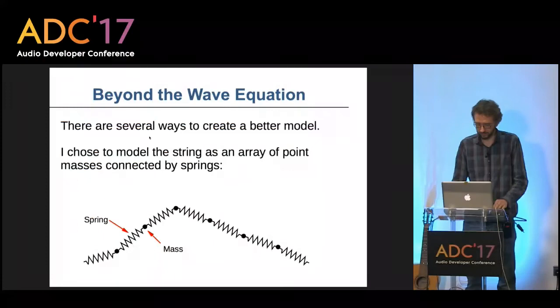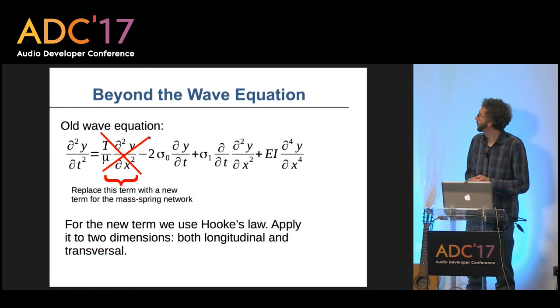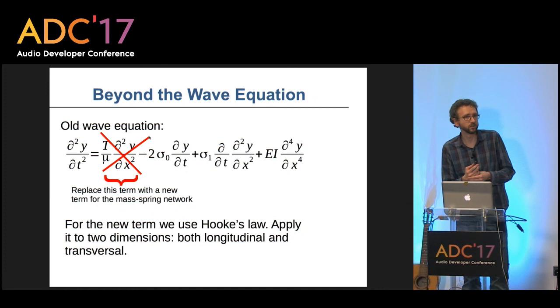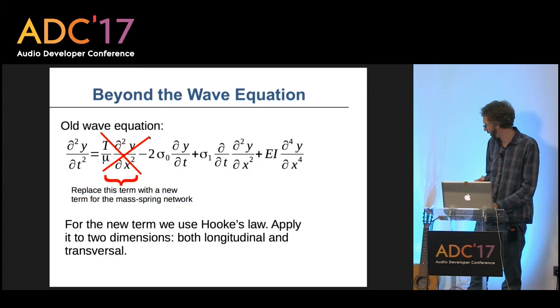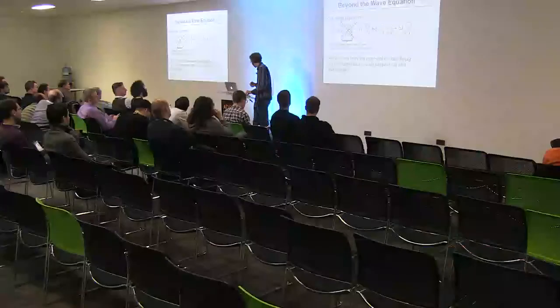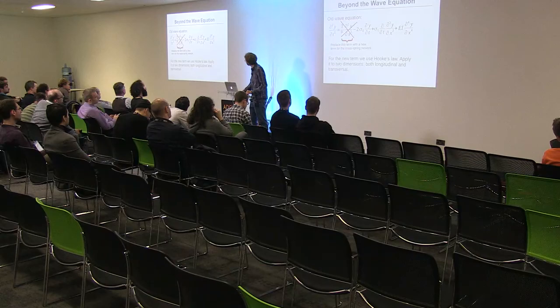For this, we can use Hooke's law for these springs. Hooke's law is an equation for springs, and then we can model this string, and we actually get tension modulation. Then we can have this boeing pitch glide effect. And if we do this in two dimensions, then we can also model the longitudinal vibrations.